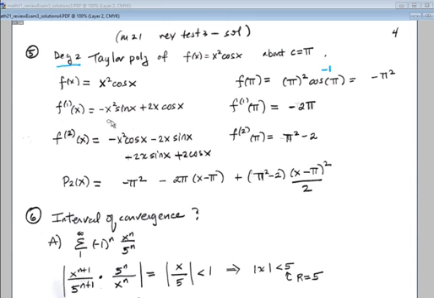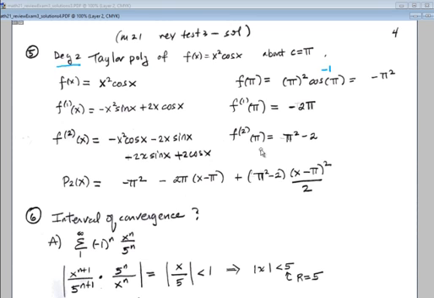Okay, now the second derivative, we're going to do the product rule twice. So the first time, we have the first times the derivative of the second. Derivative of sine is cosine. Plus the derivative of minus x squared, that's minus 2x, times the second. And now this term. Okay, the first 2x times the derivative of cosine, which is minus sine x, plus the derivative of 2x times the second.